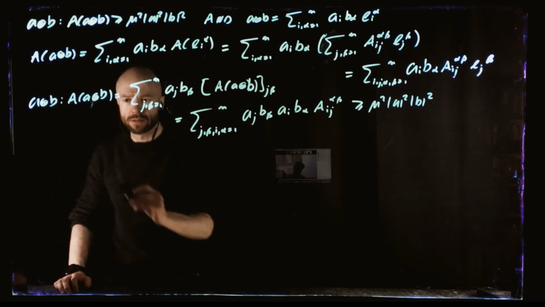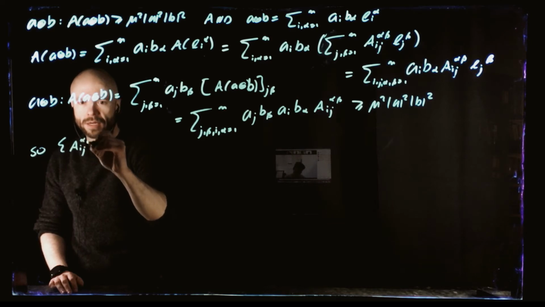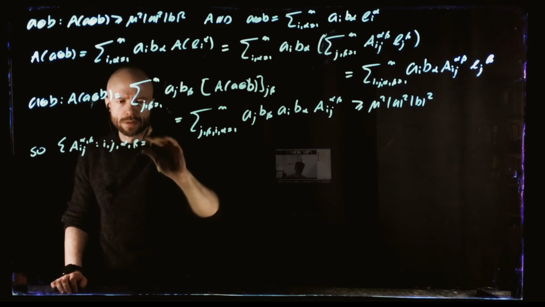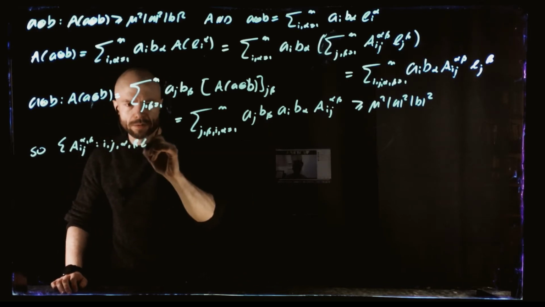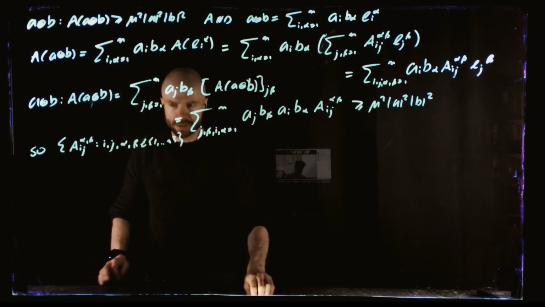So let me write this down. Aij alpha beta, with i, j, alpha, beta belonging to 1 up to n, form an elliptic system.